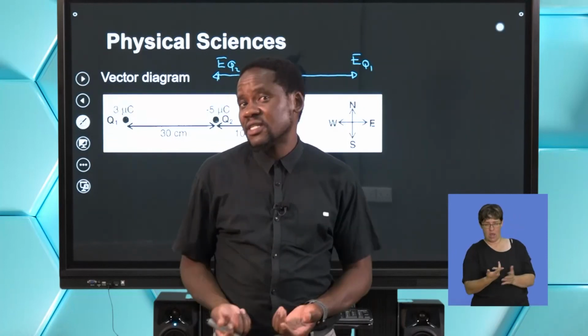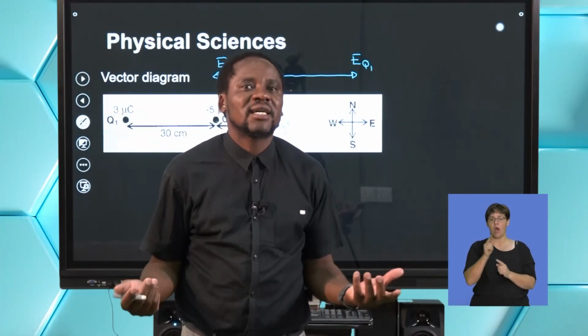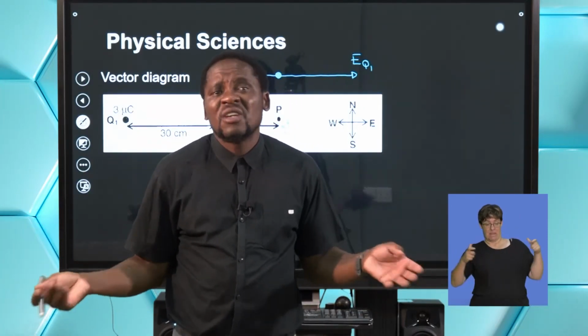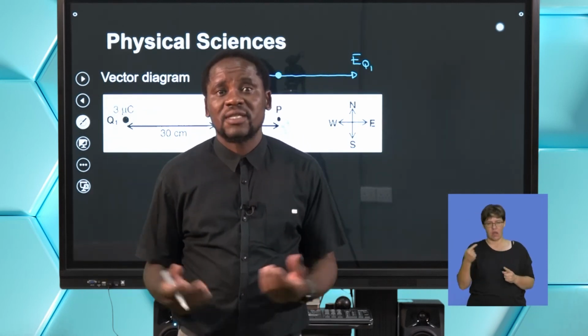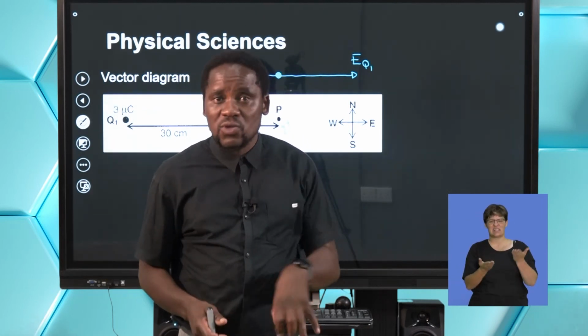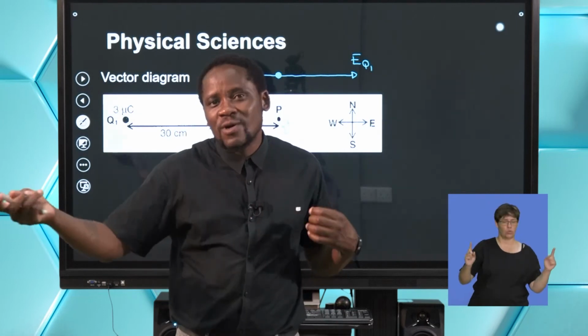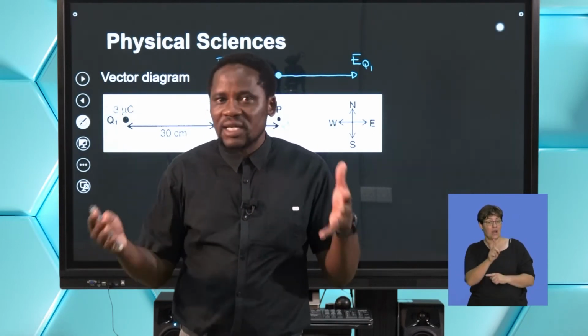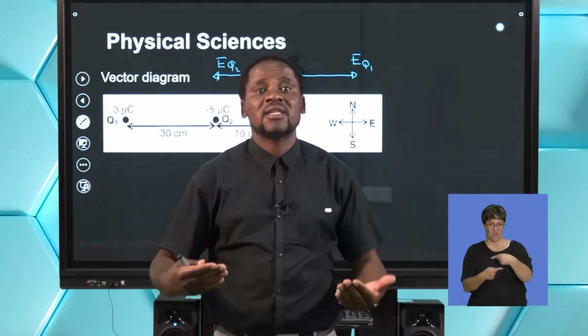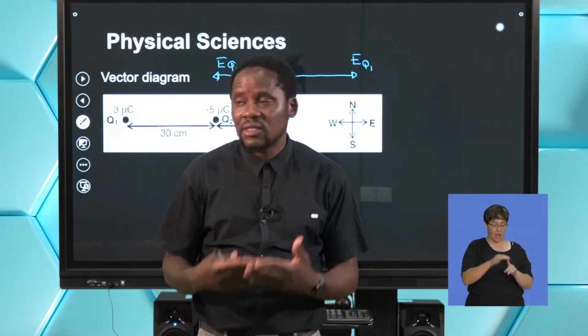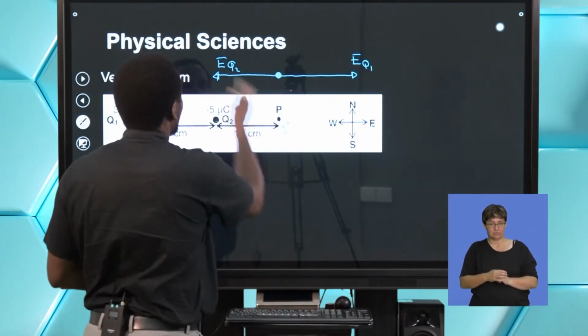When we draw the vector diagram, we're not necessarily indicating that this is the actual magnitude. For us, it's just to get a sense of the direction. So this is not a scale drawing. Whether the tail is longer or shorter, the emphasis is on direction. Remember, it's the vector nature of the quantity, electric field at a point, right? So this is our vector diagram.